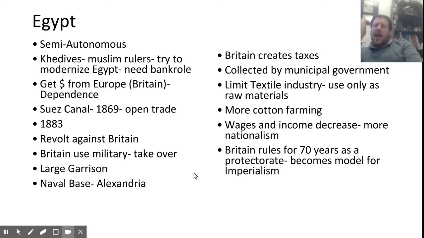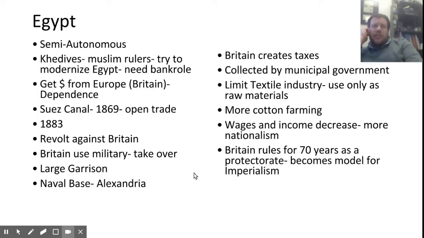Like they said, you know what? Egyptian cotton is very, very popular. They wanted the cotton for their textile factories. But they chose to say you could grow the cotton, but you can't manufacture it. And so you start seeing all those things happen. And as wages and income start going down and people start losing more money, more Egyptian nationalism starts taking place.